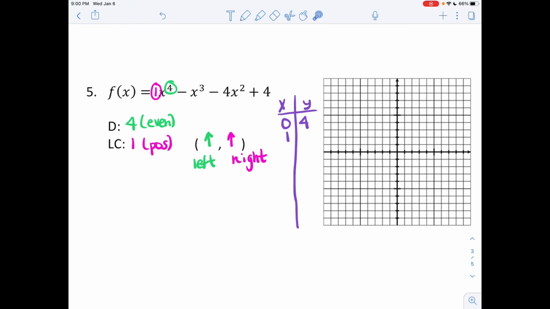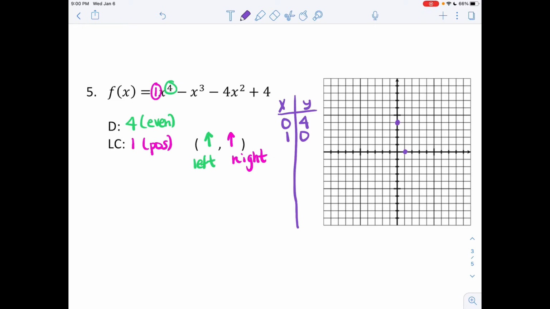Let's see. So with an x value of 1, this term is going to be 1 and negative 1. Those cancel to 0. This term will be negative 4, and this one will be positive 4, so that actually goes to 0 also. So at 1, I'm at 0. So again, 0, 4, and 1, 0. So I see that as I go from 0 and head to the right, I'm going down. I need to find where I start going back up.